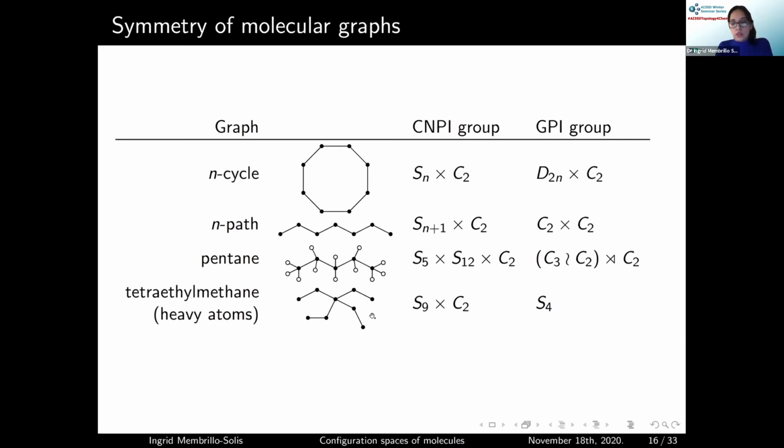So, yeah, these are some of the examples that we can have. For instance, we have pentane. For the CMPI group, the size is 5 factorial times 12 factorial times 2, whereas in this case, the size is 3 times 2 times 2. So it's a much smaller group. And again, it preserves the topology and the constraints on the angles.